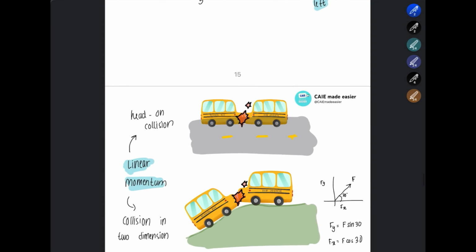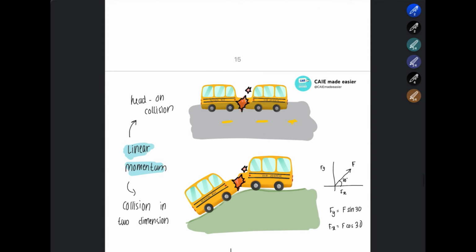So now we studied about linear momentum, but we have just studied head-on collision. That means they are in one direction. Sometimes collision also happens in two dimensions. That means that there is an angle between them. So you need to resolve the velocities to make them in one angle.